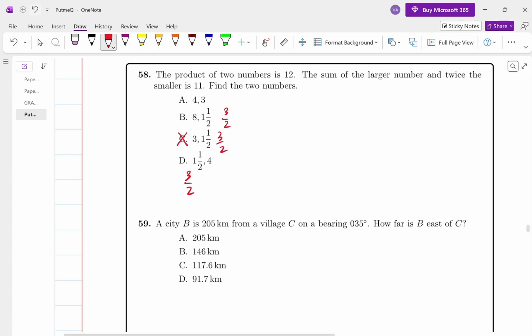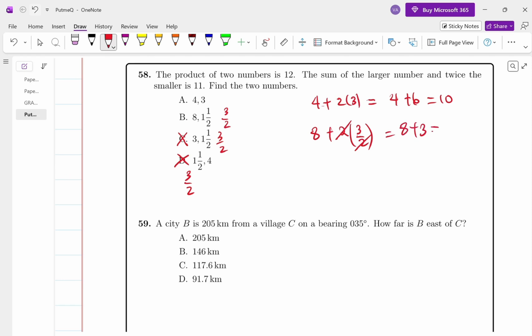Then next, the D option too cannot give us our answer. So let's proceed. The sum of the larger number and twice the smaller is 11. Let's try this out with 4. The sum of 4 plus 2 times the smaller one, which is 2 times 3. So this is 4 plus 6, which is 10. No, it doesn't give us 11. Let's try the other one. 8, which is the bigger number, plus 2 times 3 over 2, because it says twice the smaller one. We cancel out 2 here. We have 8 plus 3, so that's 11. That'll be everything that they solve.